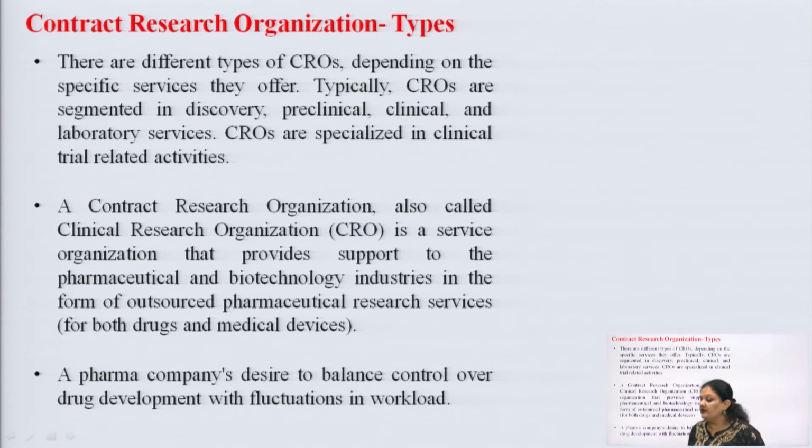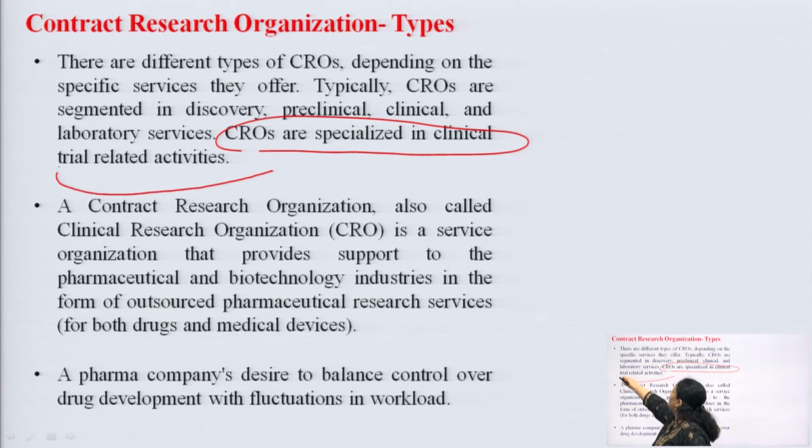This is very important. Contract research organizations have to be specialized in clinical trial related activities, because we are talking about the drug discovery pathway and clinical trial related activities. Clinical research means the testing of drugs using human beings. And what exactly is pharmacovigilance? Its ultimate goal is the safety and benefit of every human being. We have to focus on the safety of the individual human, mankind.